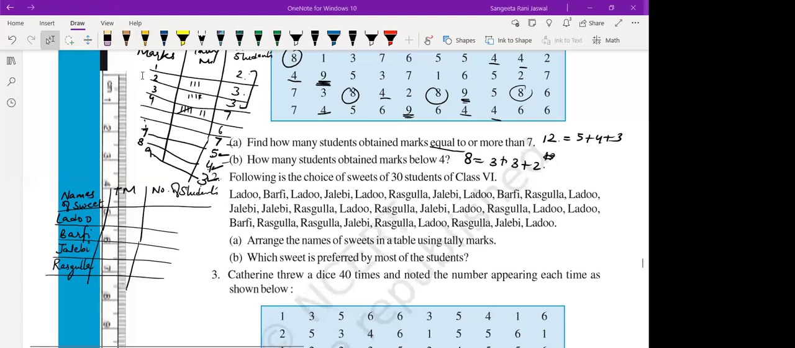Okay, tell me now, how many students like laddu? Mom, 11. Okay, all got the same. Barfi, how many like barfi? Three, mom. Okay, jalebi? Mom, 7. Rasgulla? 9. Mom, 10.